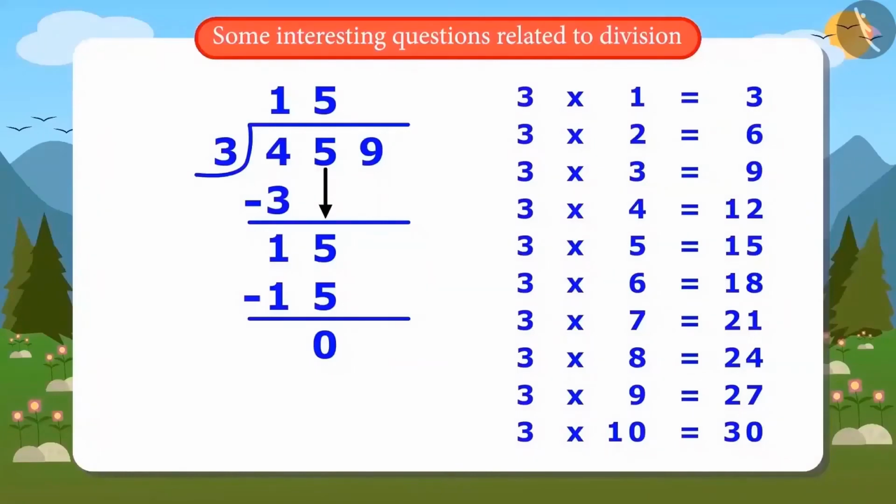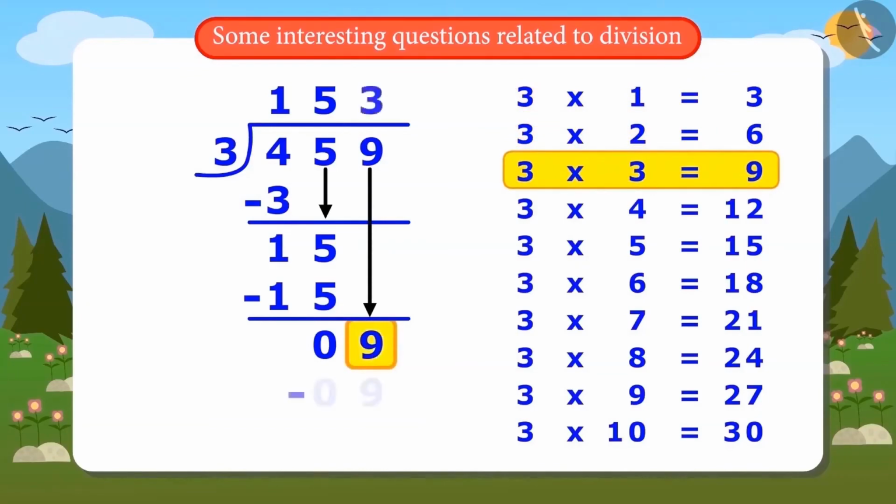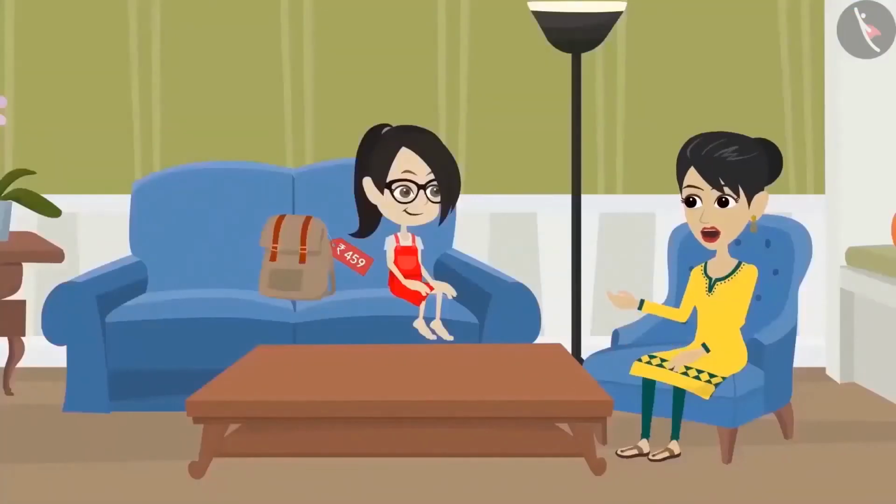Now the remainder is 0. Let's write the next number 9 near it. Now you have to divide 9 by 3. "Okay, Mummy. 3 ones are 3. 3 twos are 6. 3 threes are 9. So the answer after dividing 9 is 3 and remaining is 0." "You are absolutely right, Vandana."